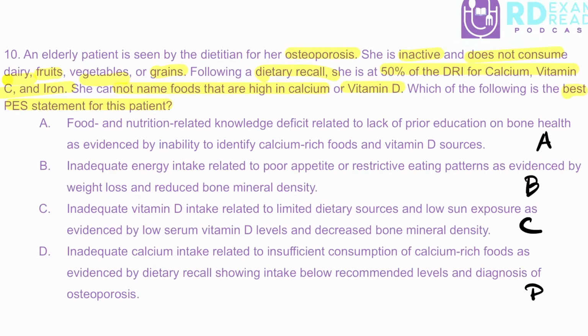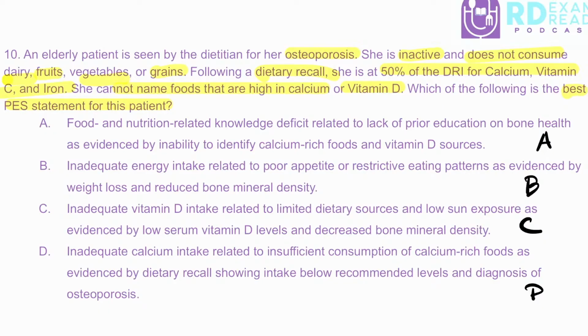A, food and nutrition related knowledge deficit related to lack of prior education on bone health, as evidenced by inability to identify calcium rich foods and vitamin D sources. These all feel like true statements. I'm going to hold on to A for right now.